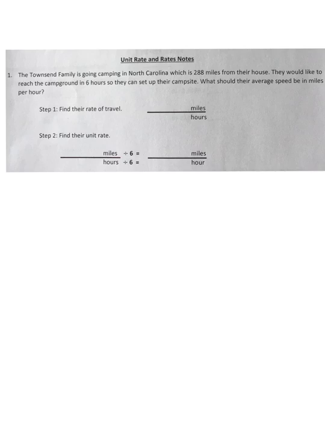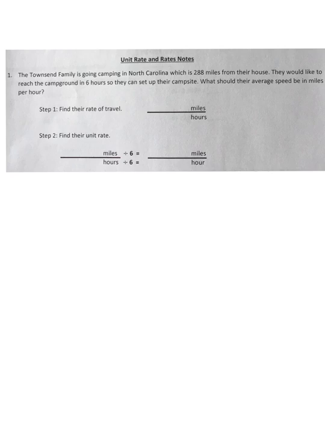So, number 1 says, the Townsend family is going camping in North Carolina, which is 288 miles from their house. They would like to reach the campground in 6 hours so they can set up their campsite. What should their average speed be in miles per hour? So, remember, we just talked about a unit rate is a ratio whose denominator is 1. So that's our final goal, is to figure out how far they go in 1 hour. To do that, we first need to figure out the rate that's in this problem.